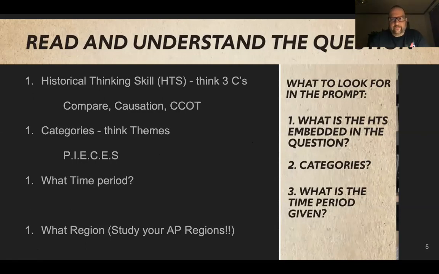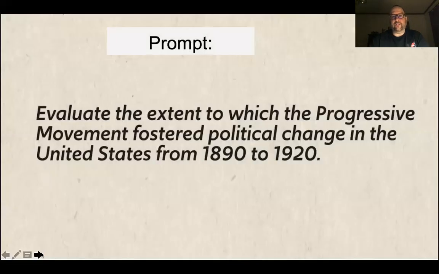The time period. Folks, the time period is going to be mentioned in the prompt, or at least in the historical background. And lastly, you can see at the bottom, it says, what region? Study your AP regions. What region of the world are we talking about? It would be good to study your regions, even though you're going to have all the information laid out around you as you are conducting this DBQ. It would be good to have a working knowledge of that, because remember, you're going to have to read this fairly quickly.